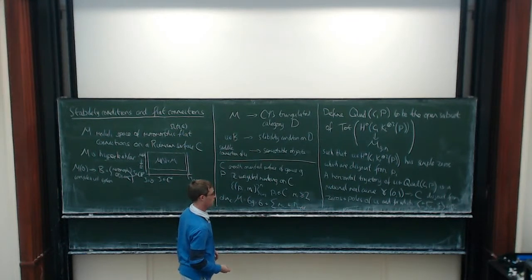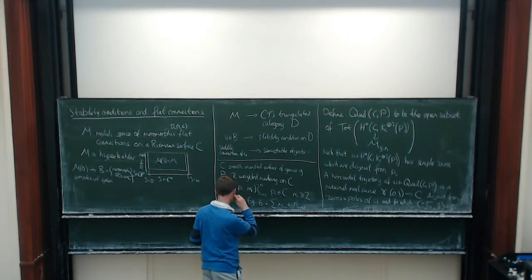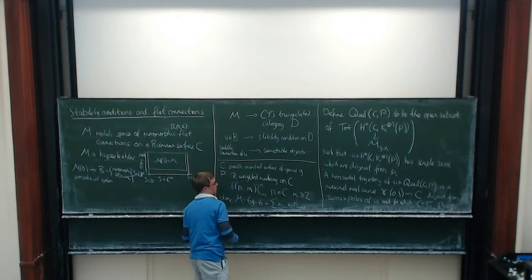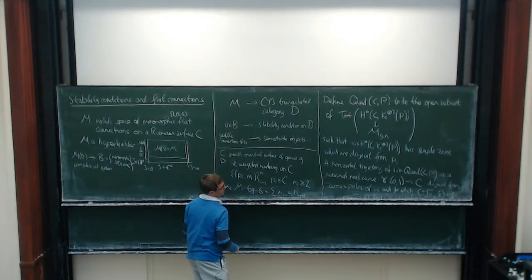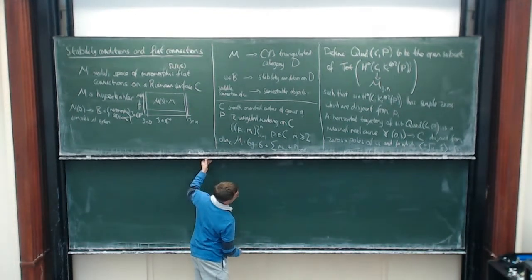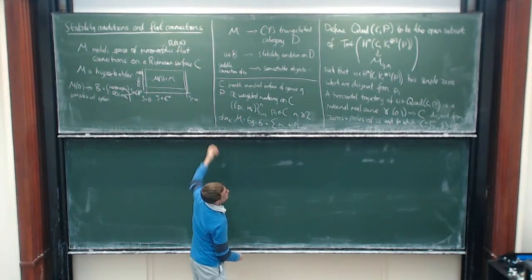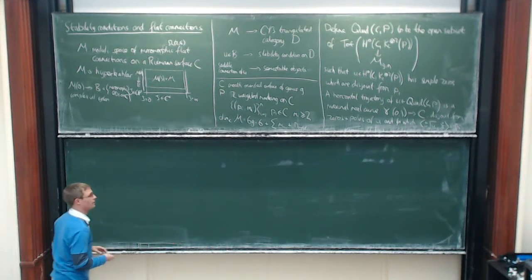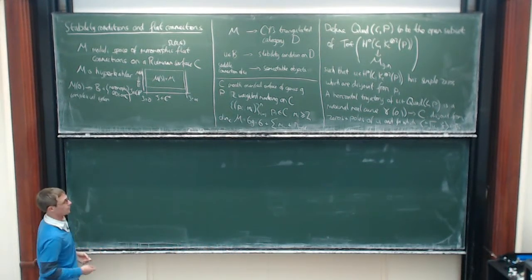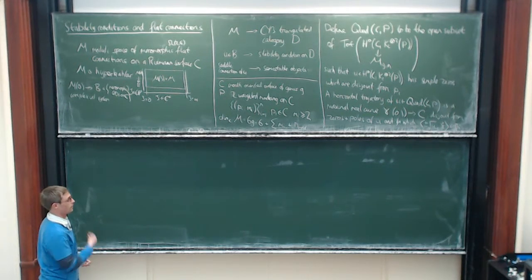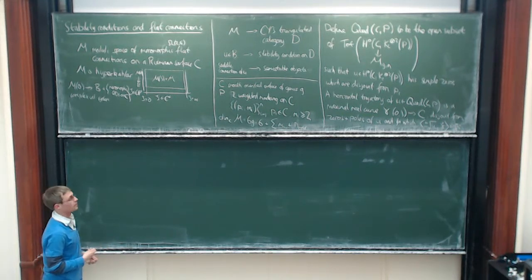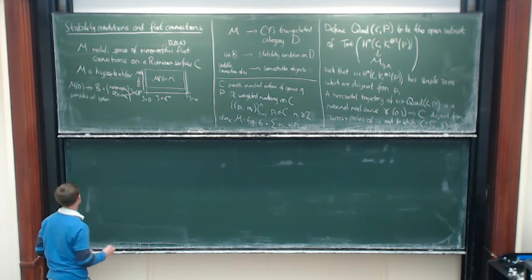Right. So that's what I mean by a horizontal trajectory. And then, I guess one of the insights of Gaiotto, Moore, and Neitzke into this was that the foliation of the surface C by these horizontal trajectories has a very special form.